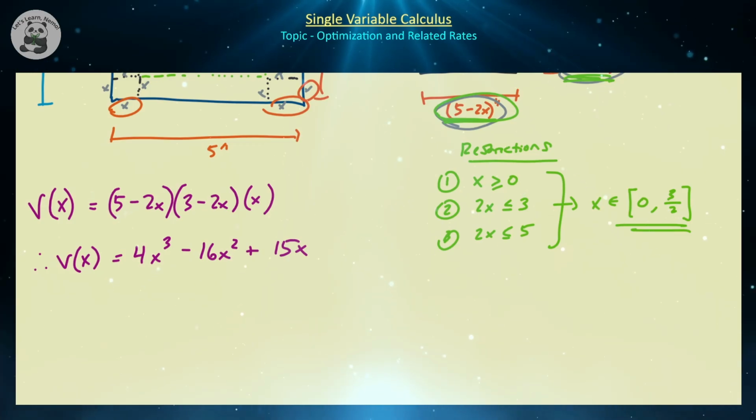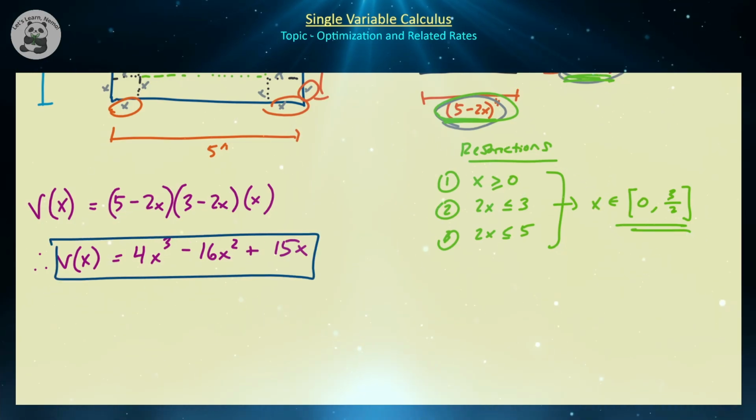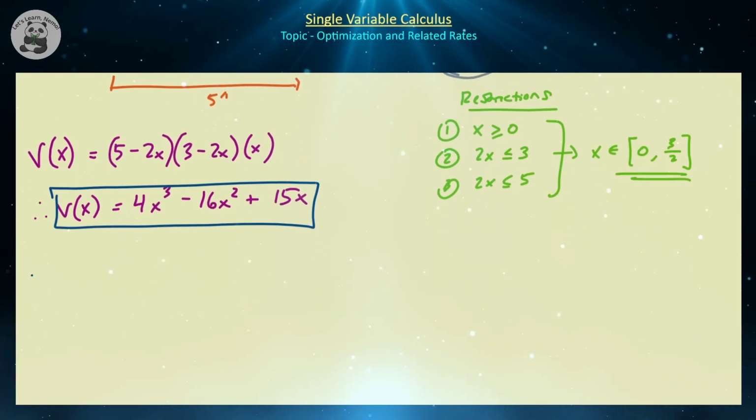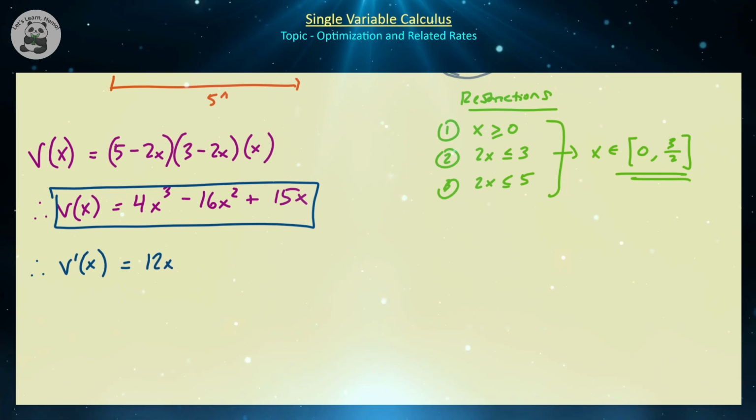And once we have our volume formula, then we can differentiate and set equal to 0. So since we just have a polynomial, its derivative is actually quite easy. So the derivative of 4x cubed is just going to be equal to 12x squared. The derivative of 16x squared is going to be 32x. And the derivative of 15x is just going to be equal to 15.